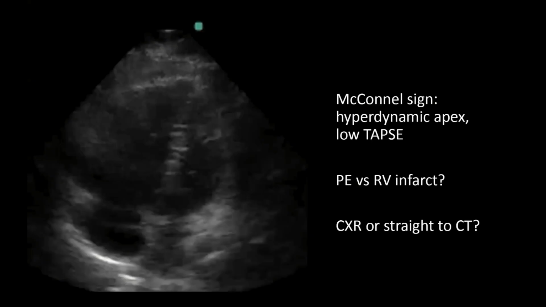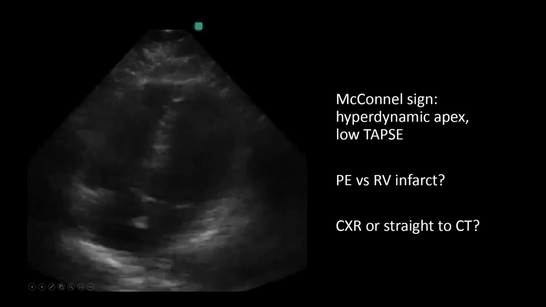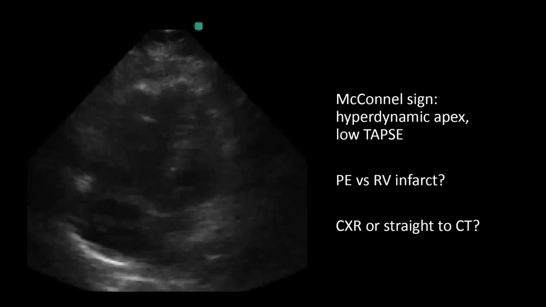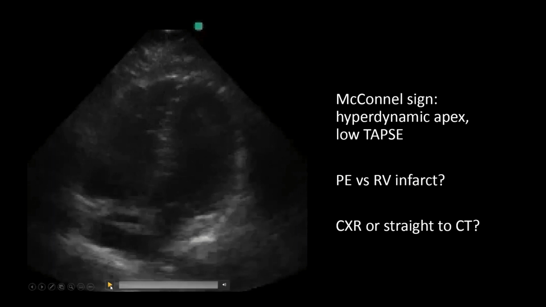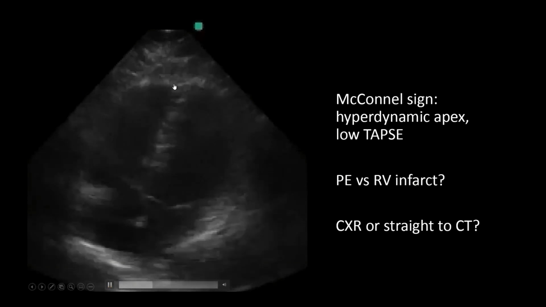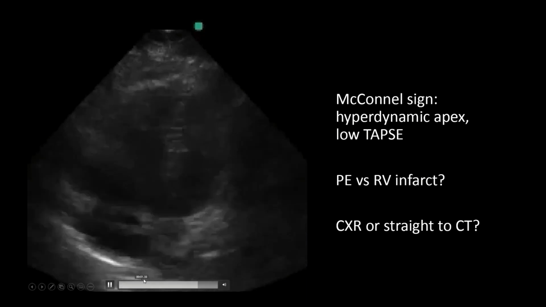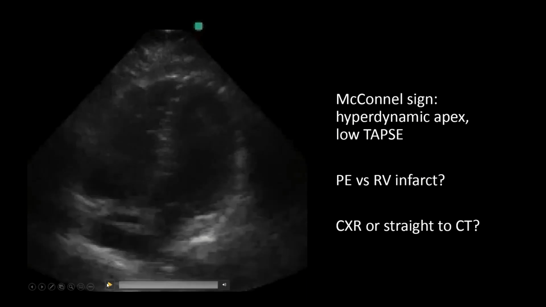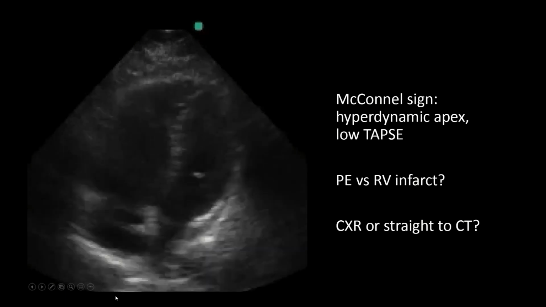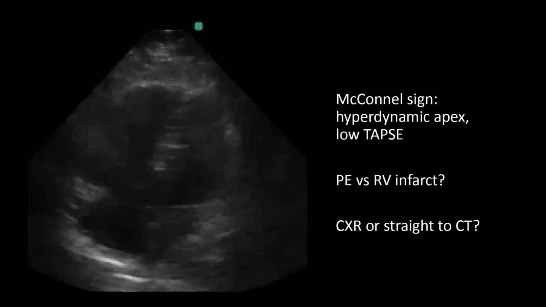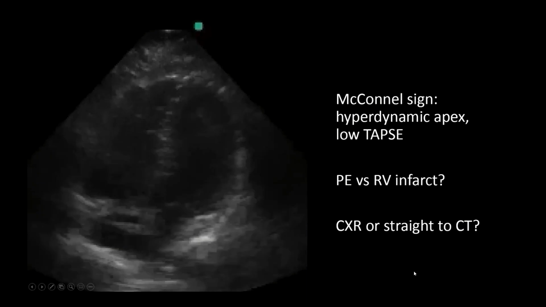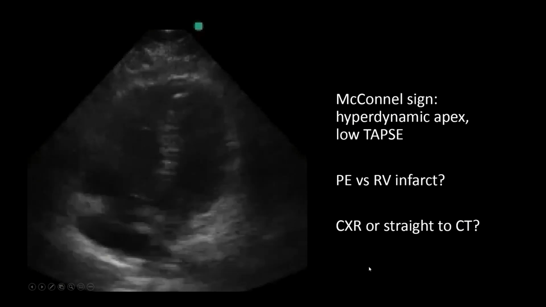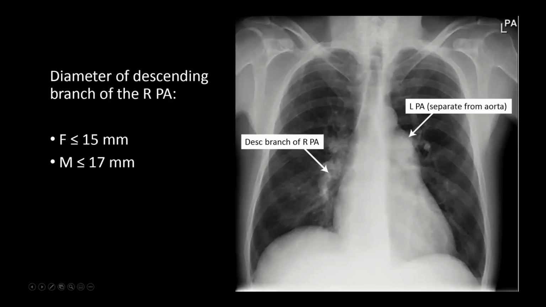So you reach for the ultrasound, and you get this image, and you recognize the image as McConnell's sign. You have a pretty hyperdynamic apex. The apex is kind of bouncing in and out, but you also have a low TAPSE. And your question to yourself, is this an acute PE, or is it an RV infarct? Do you get a chest X-ray, or do you go straight to CT, suspecting you highly suspect a PE? So lucky for you, you don't have to make a decision.